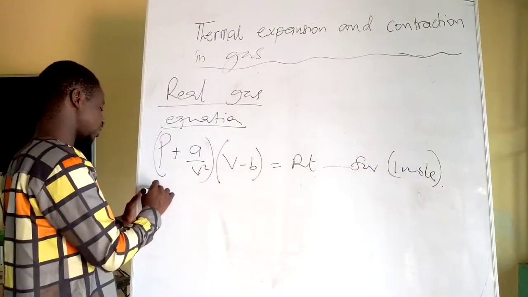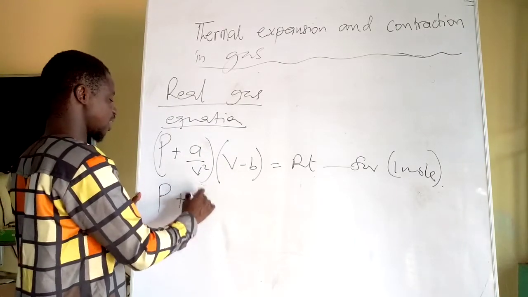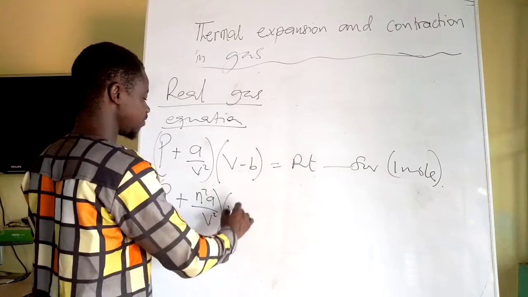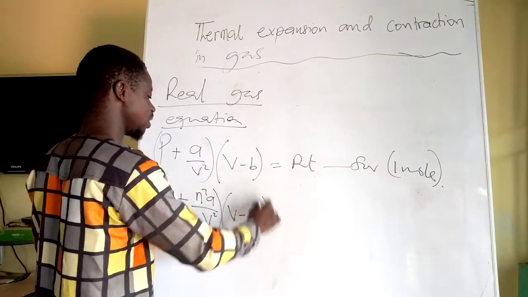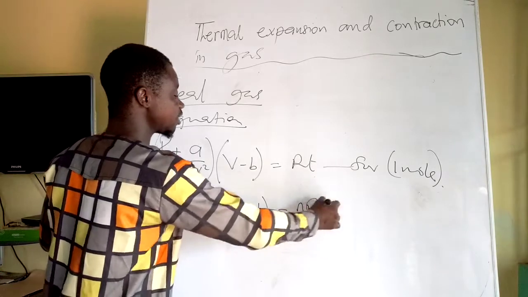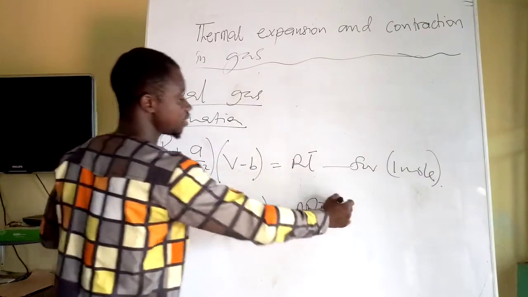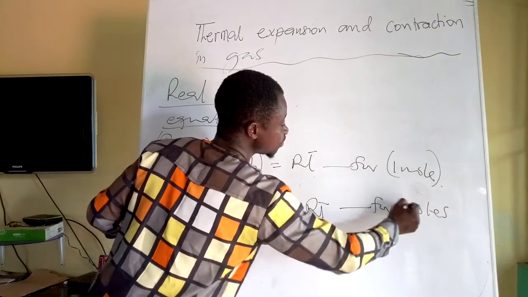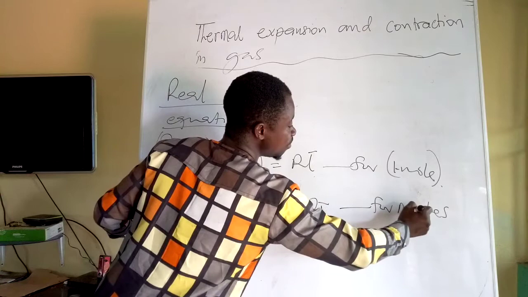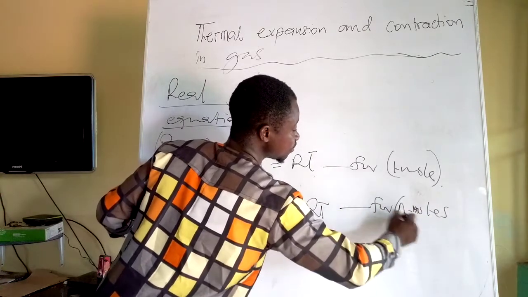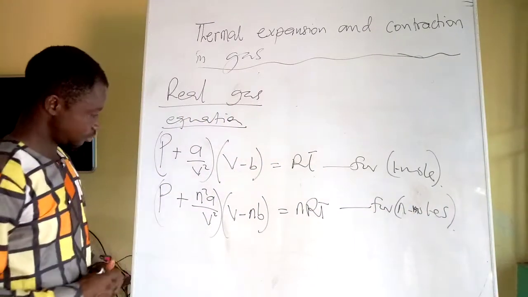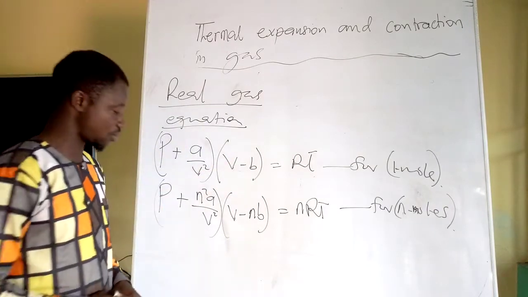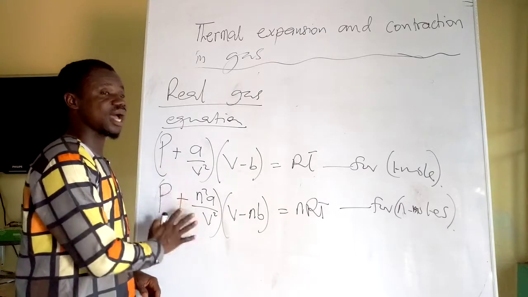For n moles of a gas, (P plus n squared a over V squared), all times (V minus nb), is equal to nRT for n moles of a gas. Take note of these two equations. This equation is what we call the van der Waals equation of state, or the real gas equation.